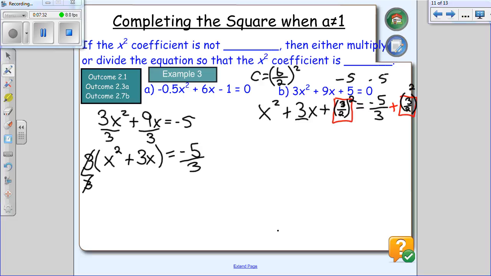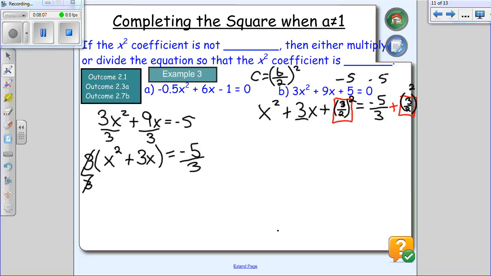Okay. This left-hand side, you can now diamond method it. So by choosing the b divided by 2 squared, it allows us to do the diamond method. What two numbers added together would give you 3, but then two numbers multiplied together would give you 3 over 2 squared? 3 over 2. It works out to be whatever b divided by 2 is. It'll always work out that way. That's why we do it.